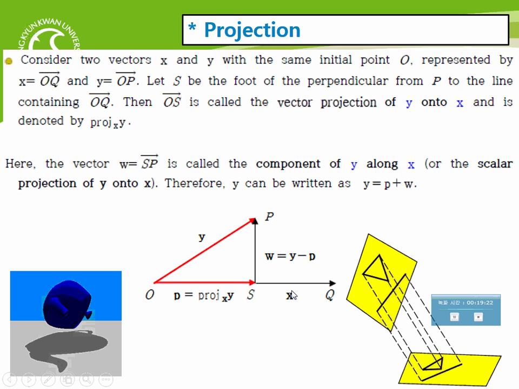The projection of this vector onto x should be this one, isn't it? Which is a scalar multiple of x. So this can be written as t x. We call this t x the projection of y onto x. Got it?